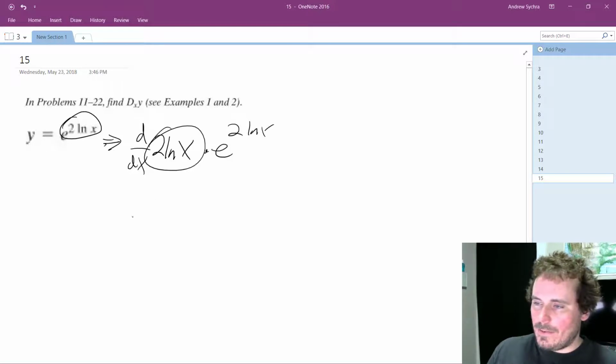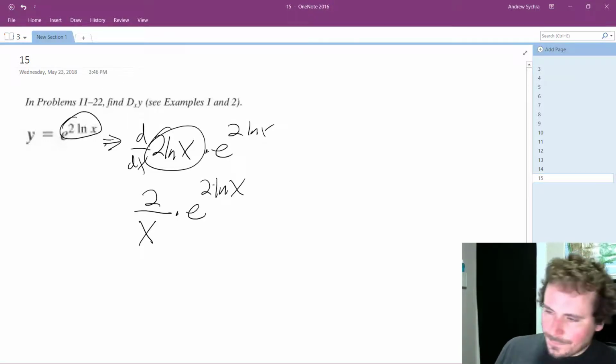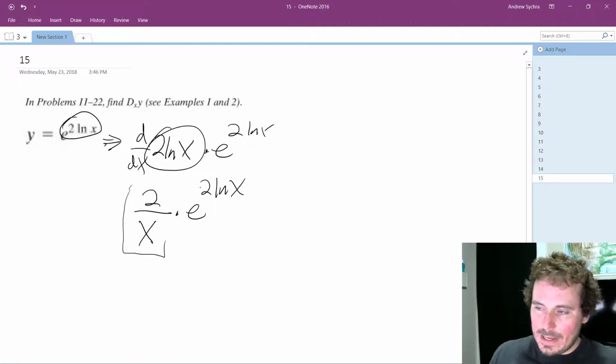So with this right here, what we end up with is 2 over x, and then times e raised to the 2 natural log of x. All right, so what we have left over, this is the derivative, the final answer right here, but we can take it a step further.